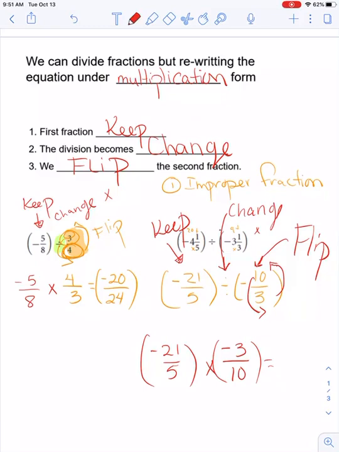Now I have two negatives, so a negative multiplied by a negative gives me a positive. Negative 21 times negative 3 is going to give me 63, and 5 times 10 gives me 50.